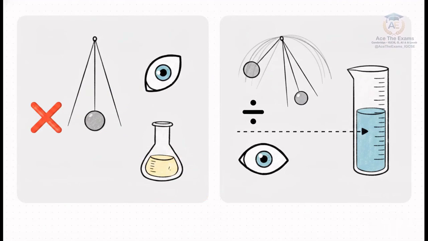So let's fix it. Here is the side-by-side examiner correction. We have got to drop the vague descriptions. The top band answer replaces time 1 swing with time 10 oscillations, divide by 10. It replaces read the cylinder with read the bottom of the meniscus vertically at eye level. Replacing vague ideas with precise, evidence-based methods is exactly what guarantees you those top band marks.